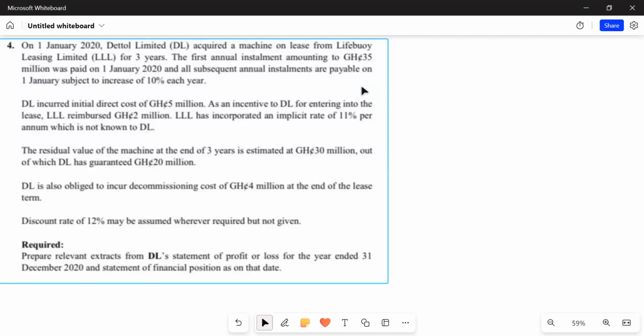Okay. They are asking us to prepare relevant extracts, which will be the profit or loss and statement of financial position for the year ended 31 December 2020. Okay. The issue is what is the date for the lease agreement? At what date are they striking the lease agreement? What is the date?